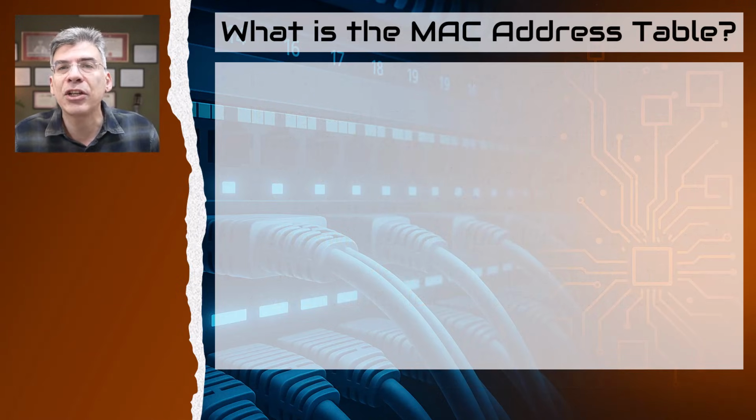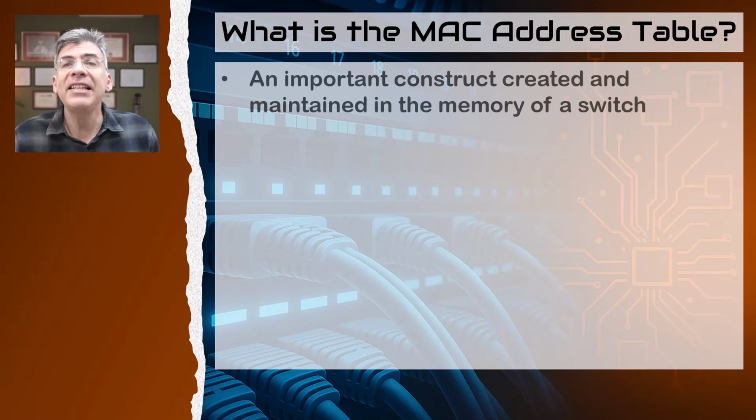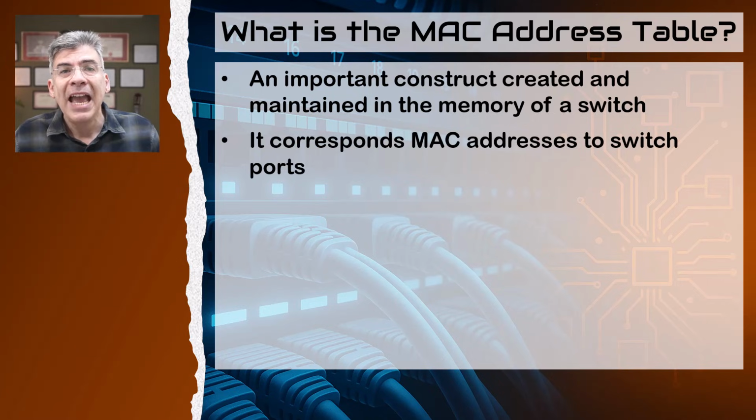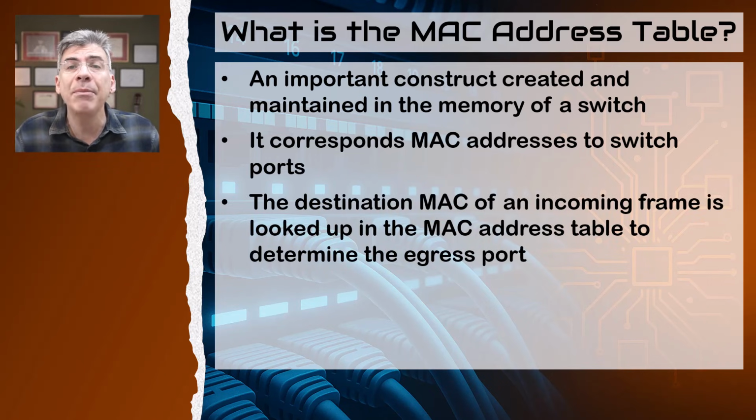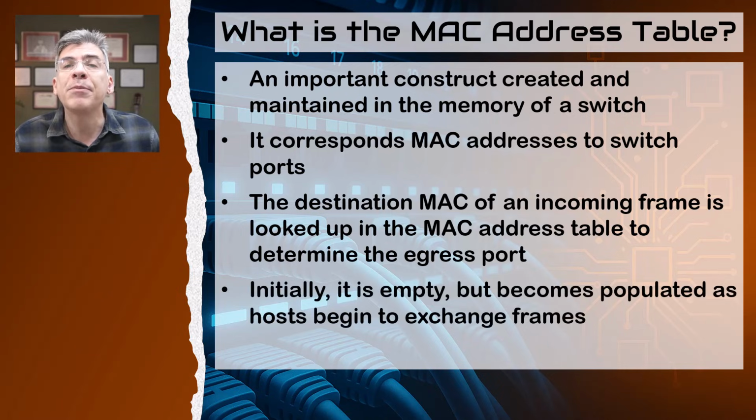Before we take a look at the actual operation of the switch, let me tell you a bit more about the MAC address table. This is a construct that's created within the memory of the switch, which corresponds MAC addresses to ports. And based on this MAC address table, the destination MAC address of an incoming frame is examined, and the frame is sent out of the corresponding port as shown in the MAC address table. This table is initially empty, but it becomes populated as frames begin to be sent. This is how a switch performs switching at its most fundamental level.